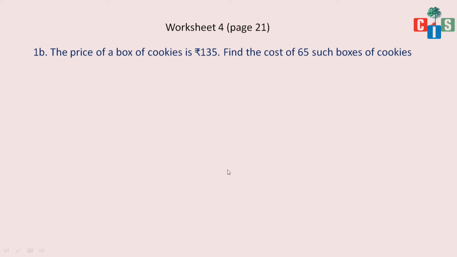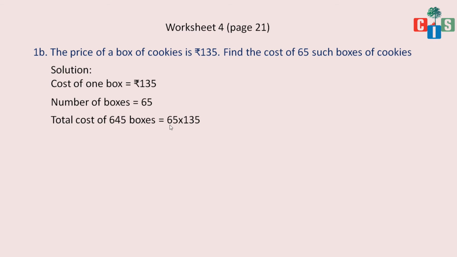So I told you for multiplication, the information for one quantity is given and you have to find for many quantities. That's why you will have repeated addition and that's why you will have multiplication. You have to go to more than one, so you have multiplication. Okay. So having our statement, that is solution, cost of one box is rupees 135. Okay. So cost of such 65 boxes. How many boxes are there? 65. So to find its cost you have to multiply 65 by 135.